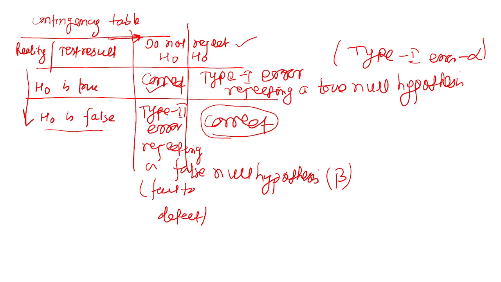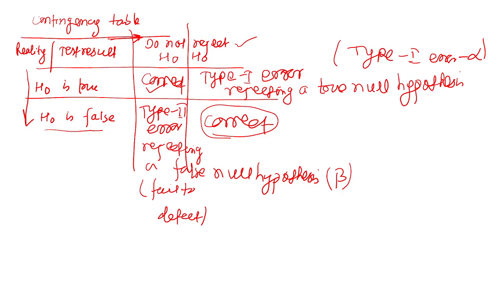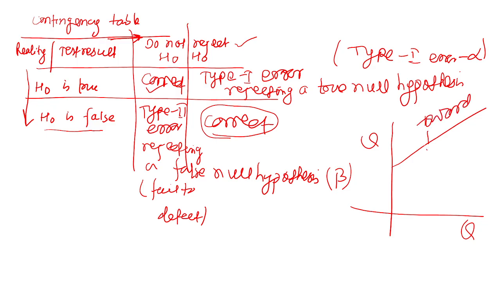So I think till now we have discussed the contingency table. Then the probability plot, let's say the QQ plot. If it becomes a 45 degree line, then it goes toward the normal distribution.